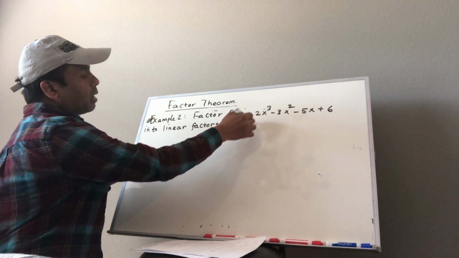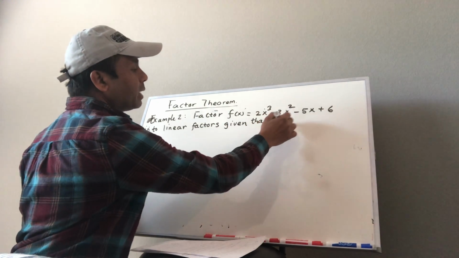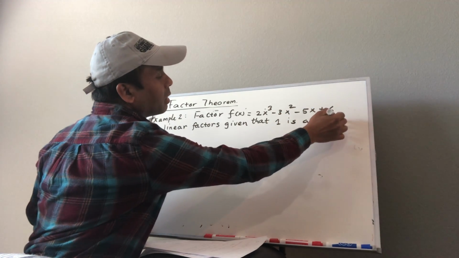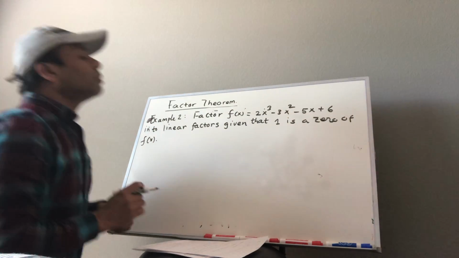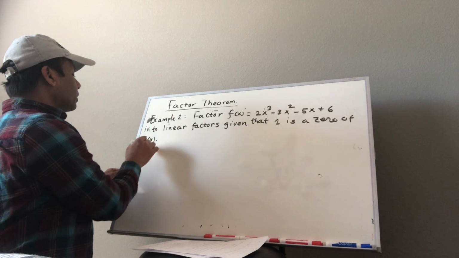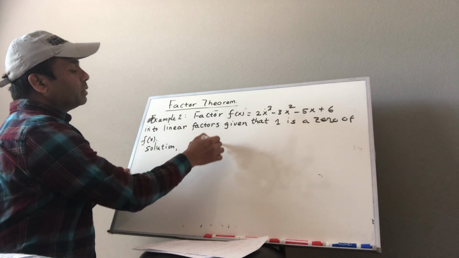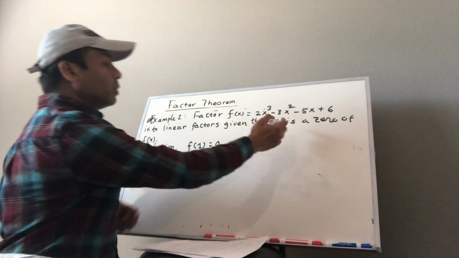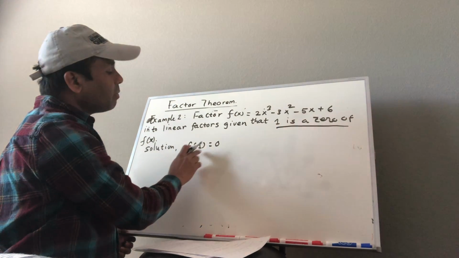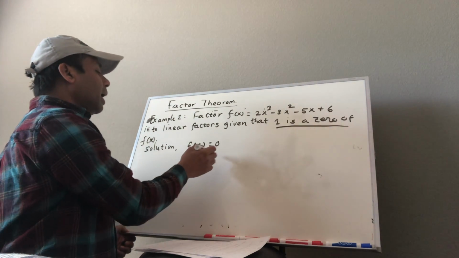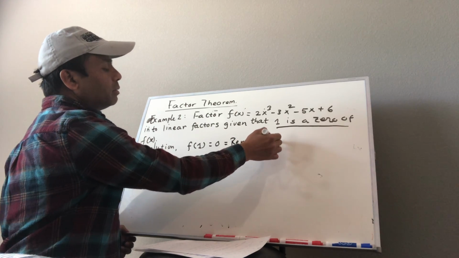given that 1 is a 0 of f(x). Okay. So 1 is a 0 of f(x). So what does that mean? So that means f of 1 equal to what? 0. Right? Because 1 is a 0. So that means f of 1 equal to 0. And you guys know that this f of 1 is also the what? This is the remainder. Right?